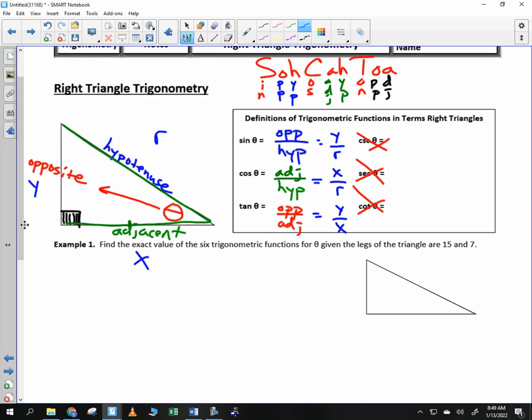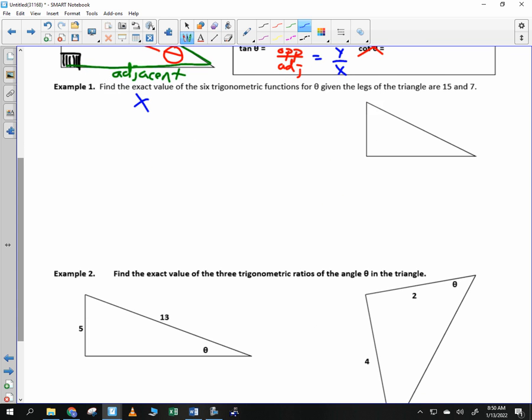So I will teach SOHCAHTOA. That corresponds to what you learn in geometry, and it's most traditional. But I just want to let you know it's no different than what we talked about yesterday. The only difference is, is the hypotenuse always going to be 1 for these triangles? No, but in the unit circle it was, correct? So that's the difference.